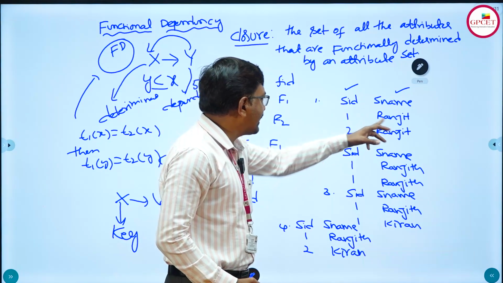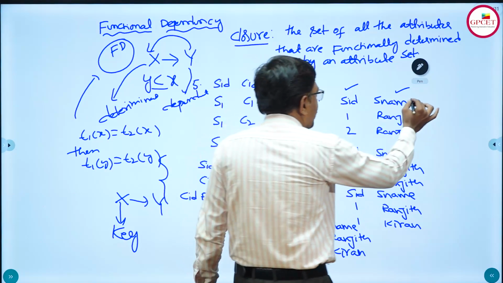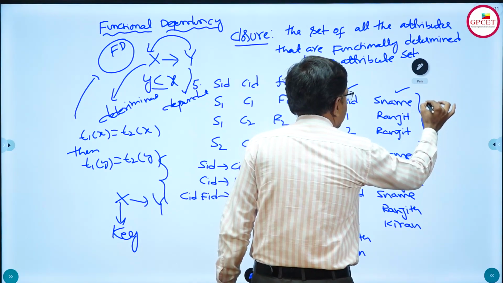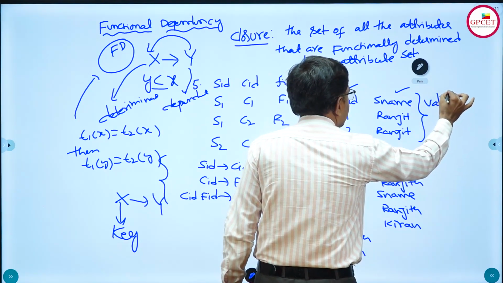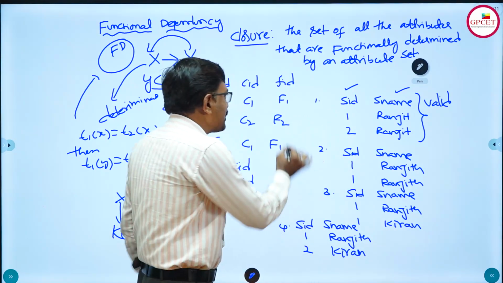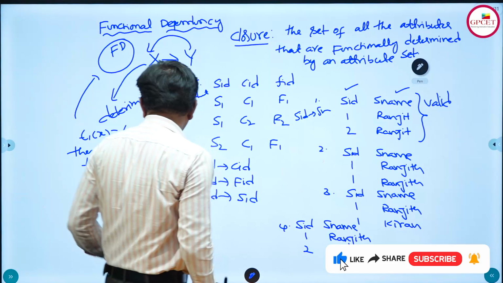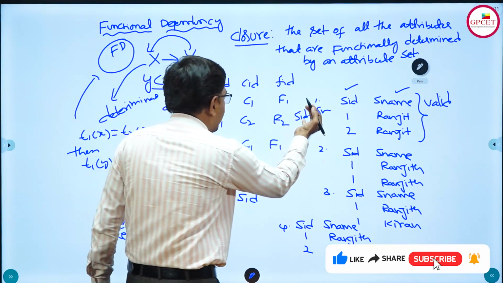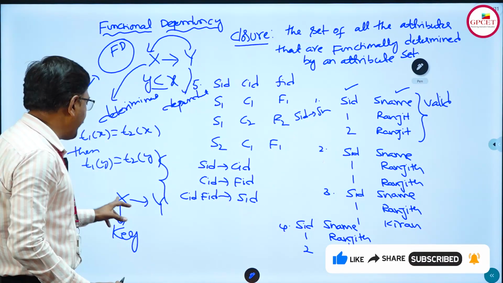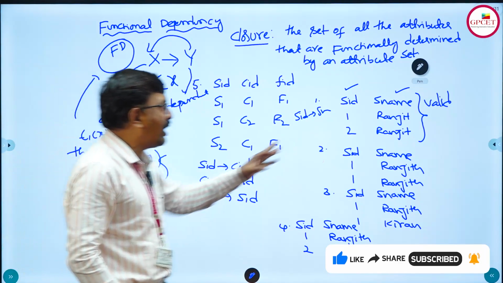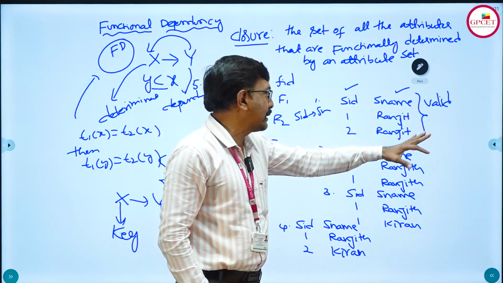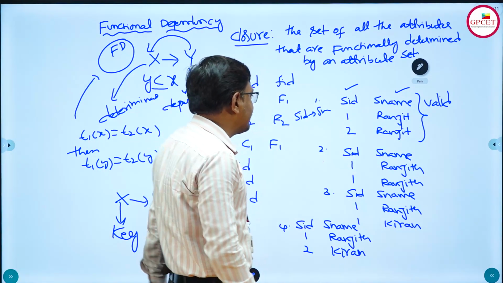And what is it here? 1 Ranjit, 2 Ranjit. That functional dependency is valid. Why? Because SID tends to S name. According to the functional dependency property, SID is a key. That is, X tends to Y, X is compulsorily a key, Y may or may not be, Y duplication is allowed. Okay, that is, the functional dependency is valid.